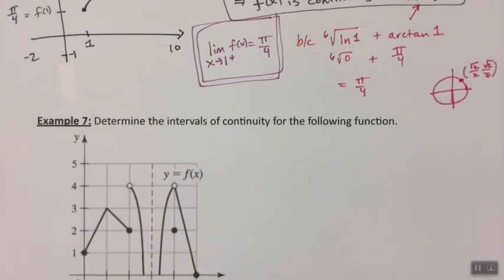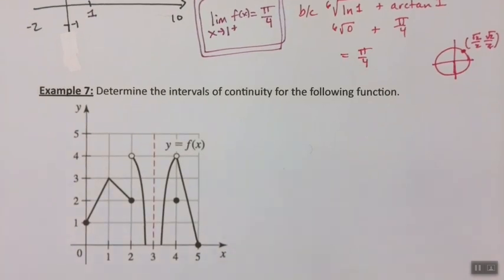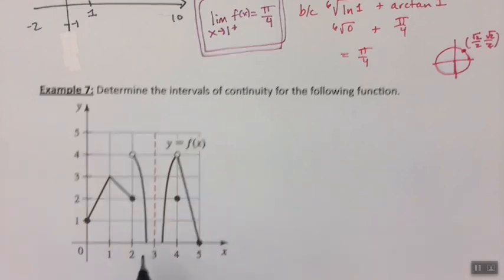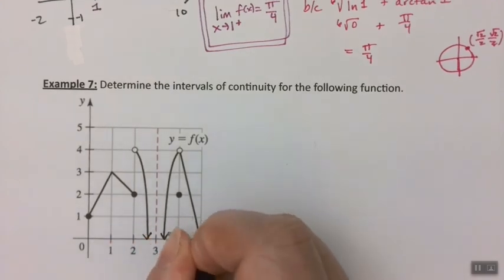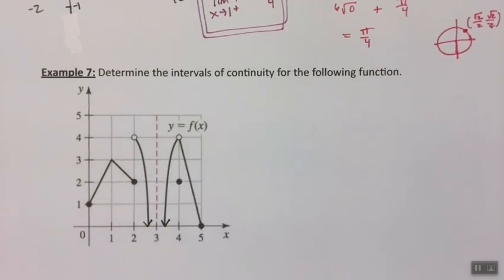All right, next, for example 7, we want to determine the intervals of continuity for the following function. So you'll notice there's dots on the ends here, and you don't see a dot right here near the 3. And that means that this is an arrow. I can't draw them with my computer program, but they're there. So assume when you see that it's an arrow unless you see a nice dot, either solid or open dot.